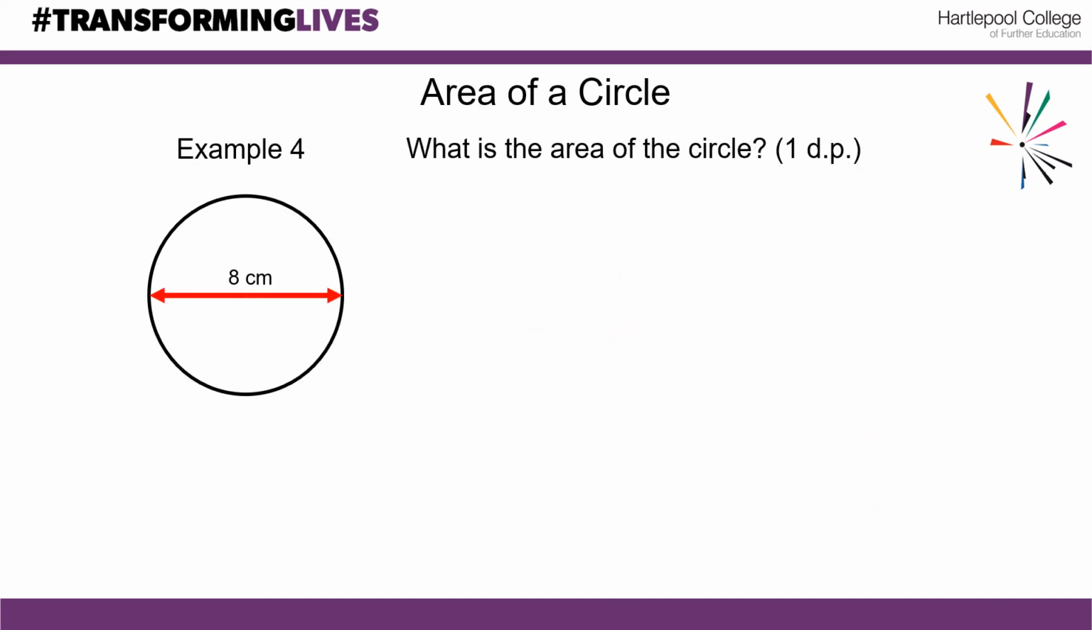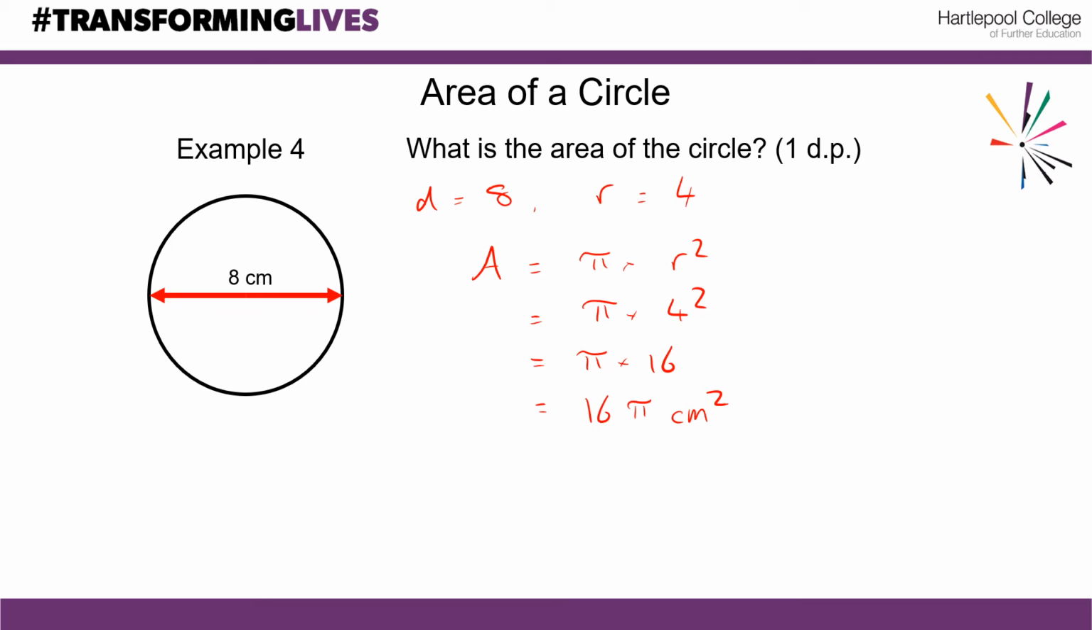Next up, example 4. Now this time it's a little bit different because our circle doesn't give us the radius, it gives us the diameter. So if we know the diameter is 8, the radius is half that, so the radius is 4. So using that, the area is pi times the radius squared. So that's pi times 4 squared. I know 4 squared is 16, so that's pi times 16. So in terms of pi, that is 16 pi centimeter squared.